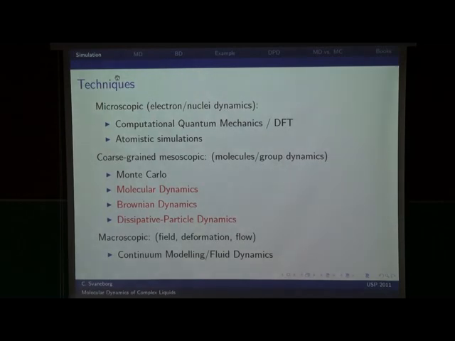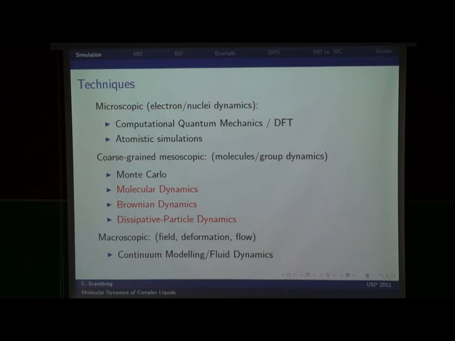And here are some of the techniques. If you want to do really microscopic studies, then we want to study the electron and nuclear dynamics. And this would be computational quantum mechanics or density functional theory. Or it would be doing atomistic simulations with AMBER or one of these other force fields. But if you want to study coarse-grained mesoscopic techniques, well then we can apply Monte Carlo or molecular dynamics, Brownian dynamics, or dissipative particle dynamics. And I'm going to introduce these three red ones to you.